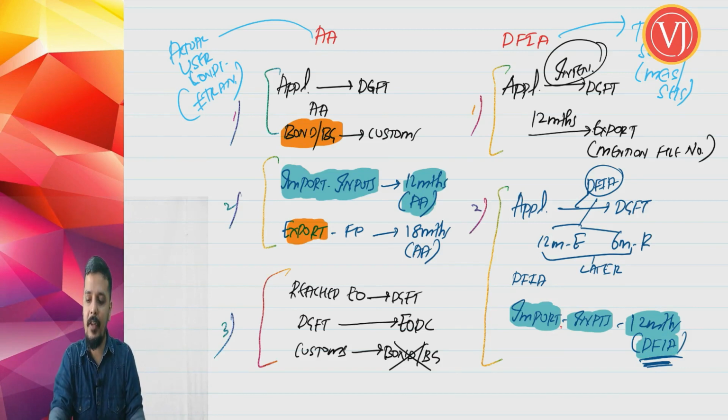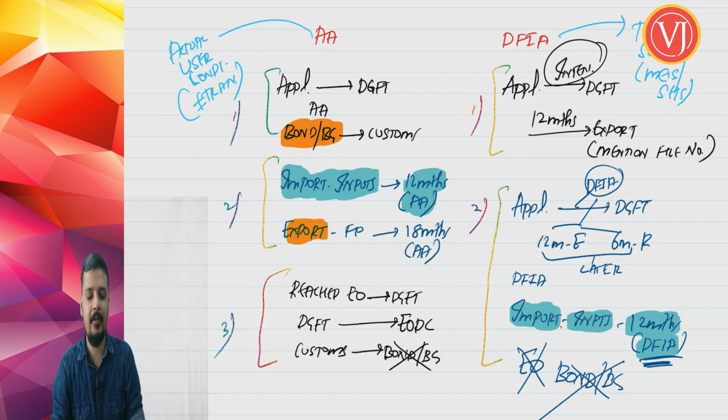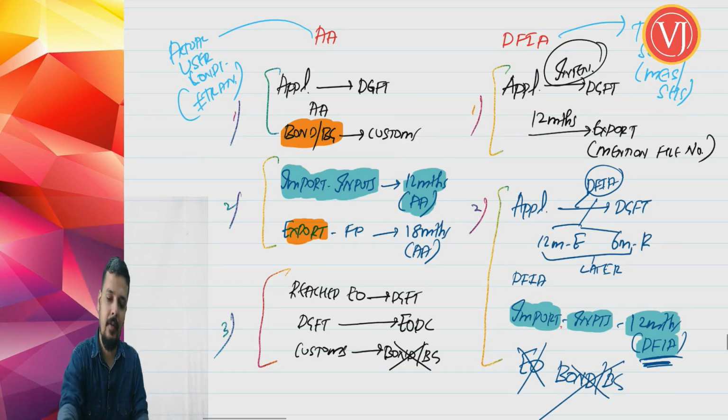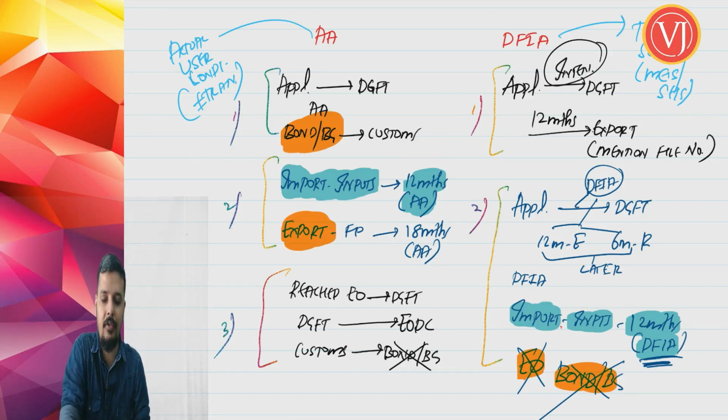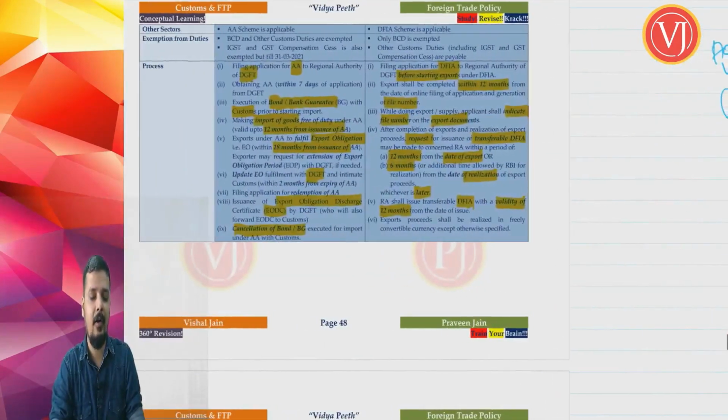Here there is no export obligation. So I have not written anything about export obligation. When there is no export obligation, there is no bond or bank guarantee. I have not spoken anything about the same, right? In the previous case, advance authorization, there is an export obligation for which you have to give bond or bank guarantee. So you have to understand the sequence. Sequence is very important, right? Now, friends, let us see the other small differences and complete this.